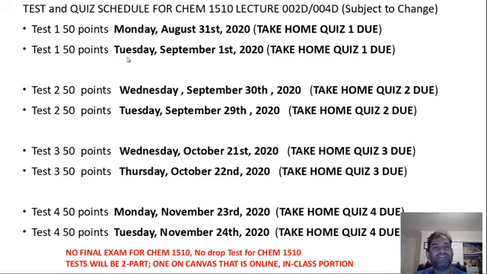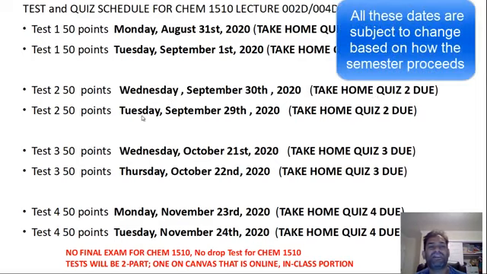Tuesday, Thursday, your first test will be September 1st. Our second test for the Monday, Wednesday, Friday class is Wednesday, September 30th. Your quiz 2 is due. The Tuesday, Thursday class, your test 2 will be Tuesday, September 29th, and that's when your second quiz is due.